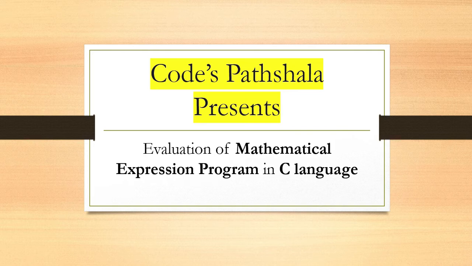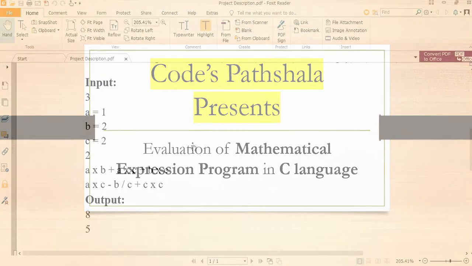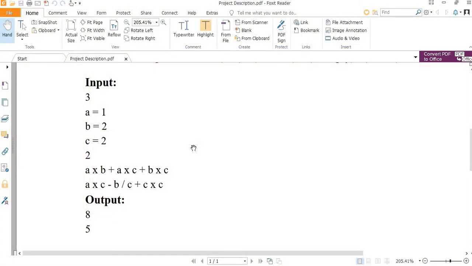In this video tutorial I am going to build a C program that can evaluate mathematical expressions that are having only 4 basic operators: addition, subtraction, multiplication and division. Let me show you some examples. Here we can see two mathematical expressions that are having only 4 basic operators: addition, subtraction, multiplication and division. And this is also the input and output format of our program.